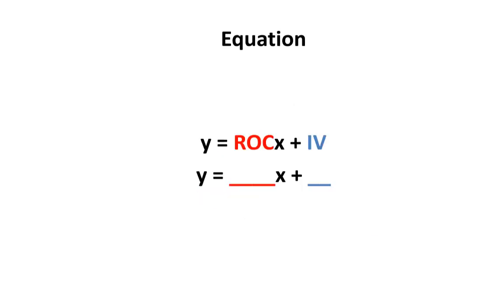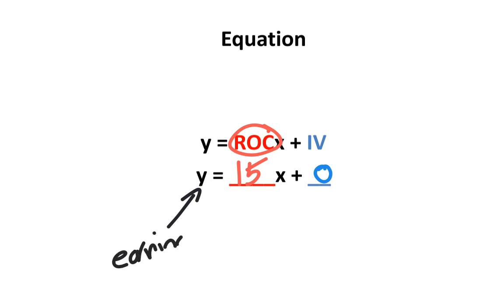At this point, you can represent the situation with an equation. Instead of writing rate of change, I'm going to write 15, since you make $15 for every 1 hour. Meanwhile, the initial value was 0, since if you work 0 hours, you're going to make no money. Therefore, this situation can be represented with the equation y equals 15x plus 0, where y represents your earnings in dollars and x represents the time in hours.